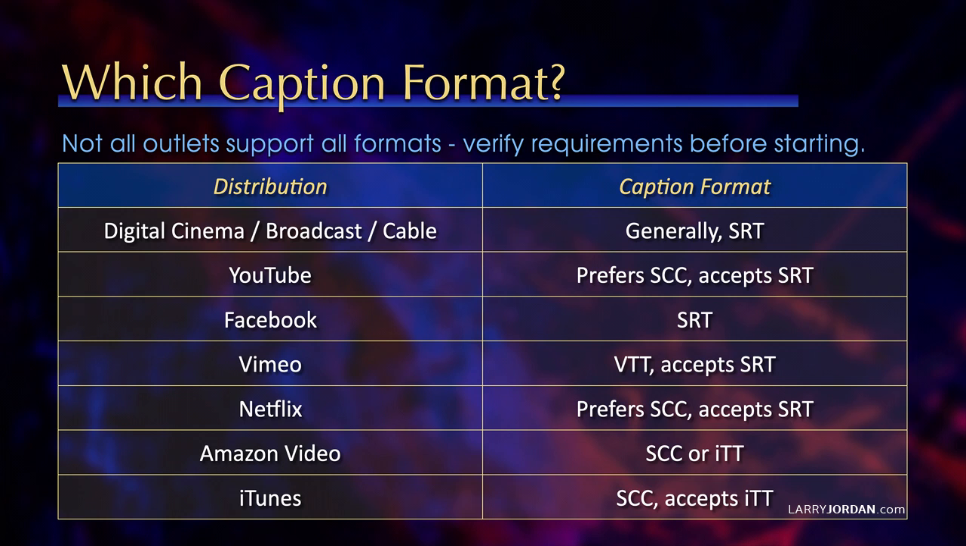Digital Cinema, Broadcast and Cable generally wants an SRT file. YouTube prefers SCC but accepts SRT. Facebook wants SRT. Vimeo wants VTT, which Final Cut doesn't support, but accepts SRT. Netflix prefers SCC and accepts SRT. Amazon Video wants SCC or iTT, and iTunes wants SCC and accepts iTT. So let me show you how this works.